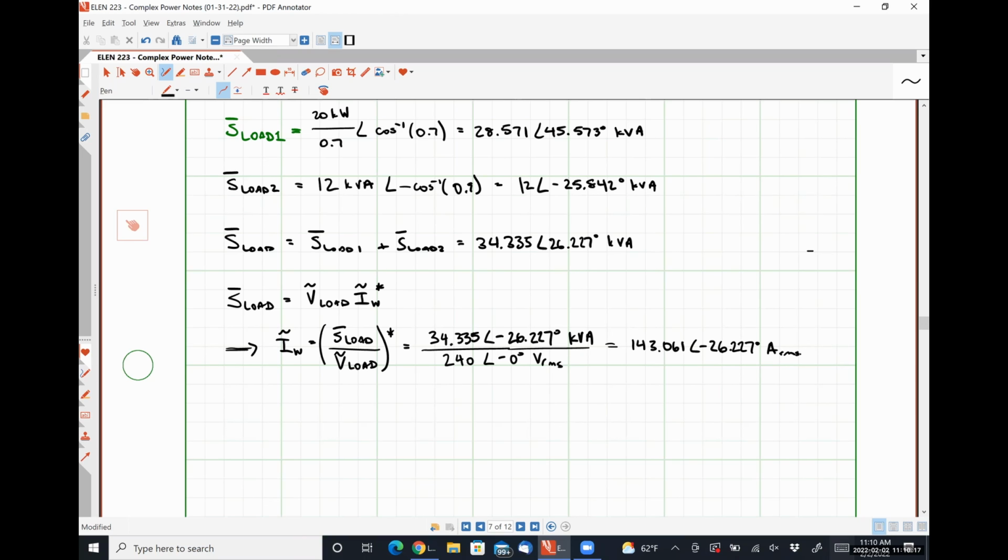And from this, the complex power absorbed by my wire, S_W, can be written as the magnitude of I_wire squared times the impedance of our wire, which is going to look like 143.061 amps RMS quantity squared multiplied by my impedance of 0.05 plus j0.2 ohms, which gives me 4.219 angle 75.964 degrees kilovolt amperes.